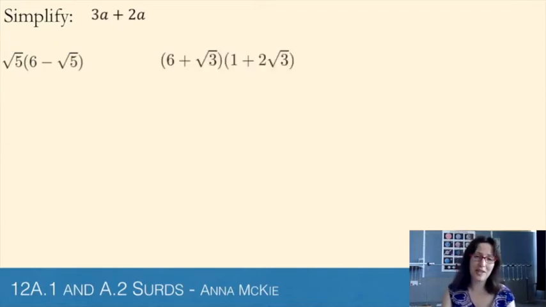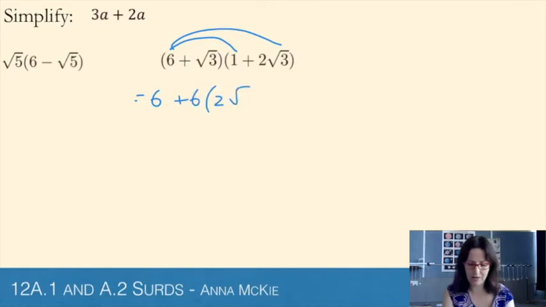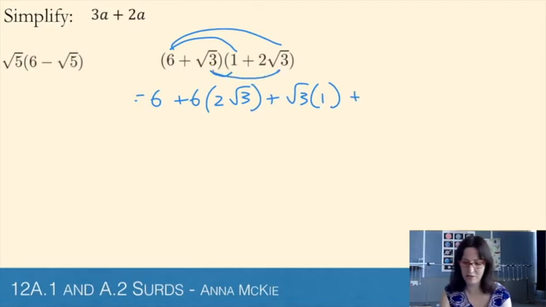Using FOIL, first, outers, inners, lasts, so you're having to multiply out. So we have this 6 multiplied by 1, so we get 6. Then 6 multiplied by 2 root 3. I'm going to write this out the long way to start with, but you'll get quicker with practice. Don't mind the bell there. Next, we have this root 3 multiplied by 1, and then root 3 multiplied by 2 root 3.